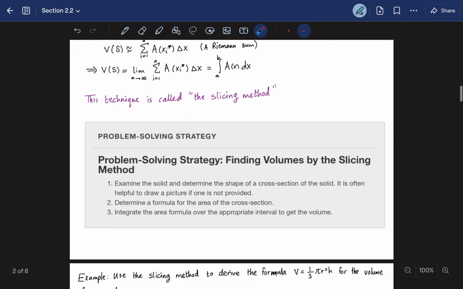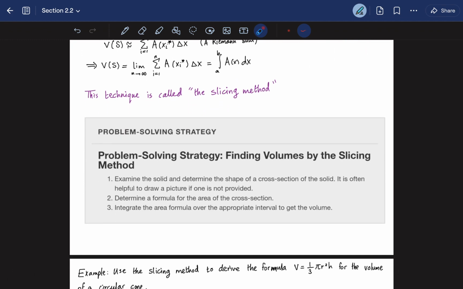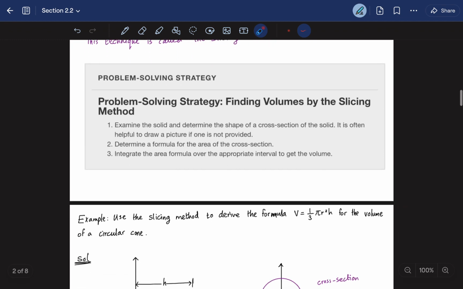So let's look at the strategy here. We're going to look at the solid, define the cross section, and then find the formula of the area of that cross section and then just integrate. So it doesn't make sense, right? It's a bunch of techniques, a bunch of methods that don't make a lot of sense right now. So let's look at the first example to understand it better.